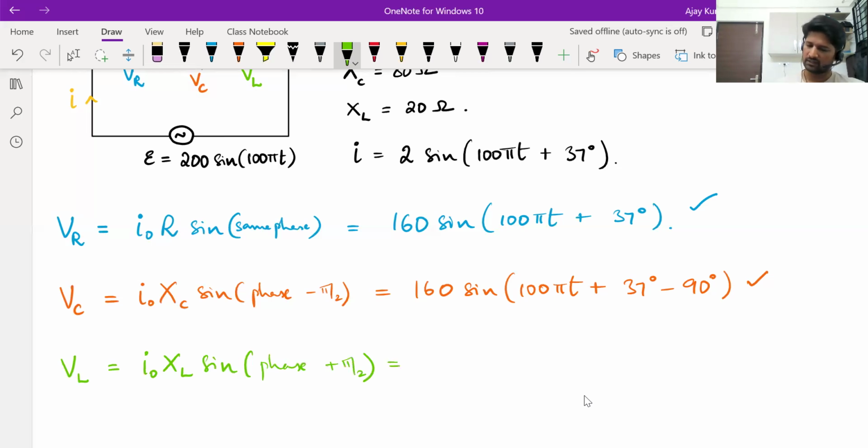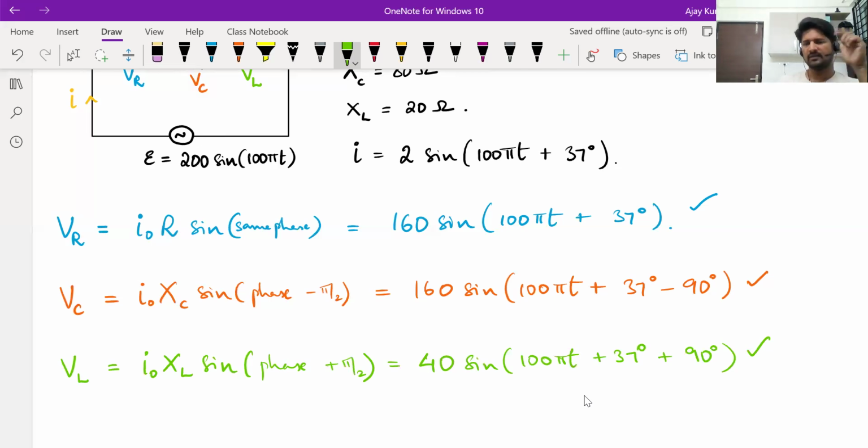So I0 into XL. I0 is 2, XL is 20, 2 into 20 is 40. Sine. The phase of the current function is 100 pi t plus 37 degrees plus 90 degrees now. That will give you the voltage across the inductor at any time.